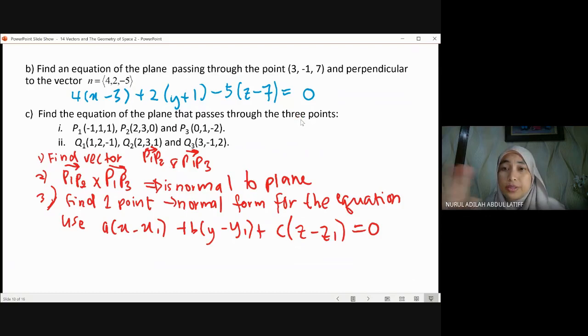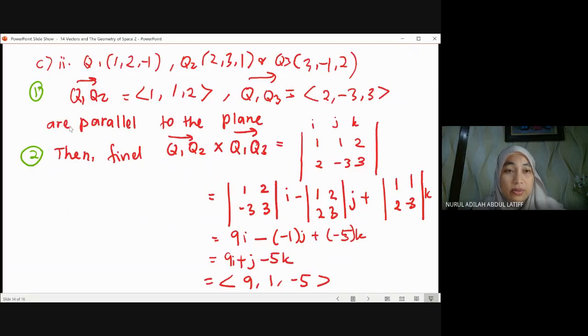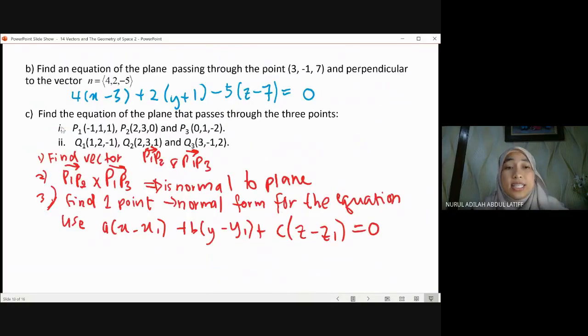Okay, so now I want to show you, find the equation of the plane that passes through the 3 points. Now I will show you the second one, Q1, 1, 2, negative 1. This one you need to answer yourself. So this is the step by step.